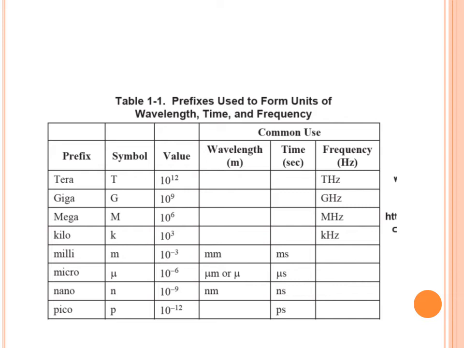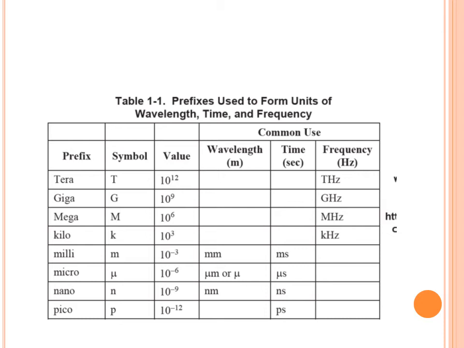Then a little m stands for milli, which is 10 to the minus third, and in wavelength or as a distance you might measure it as a millimeter, or in time a millisecond. So 1/1000th of a second is a millisecond. And then micro is given by the Greek letter mu, and that is 10 to the minus 6. You'll see either a micrometer or a microsecond.